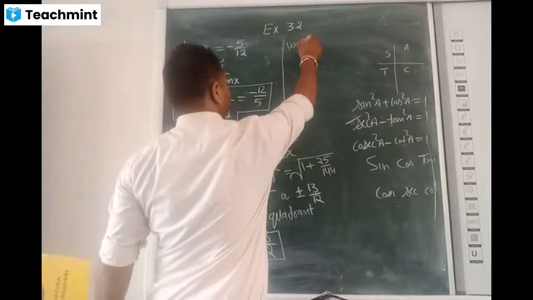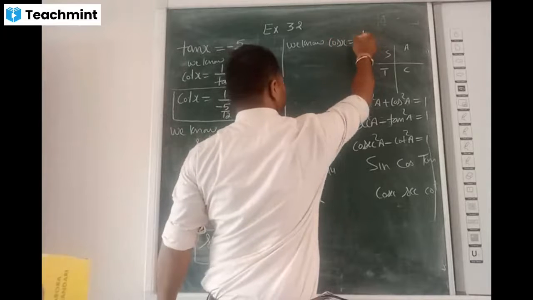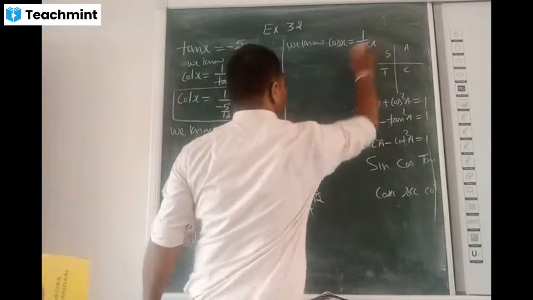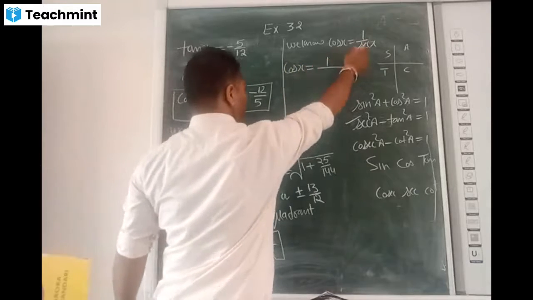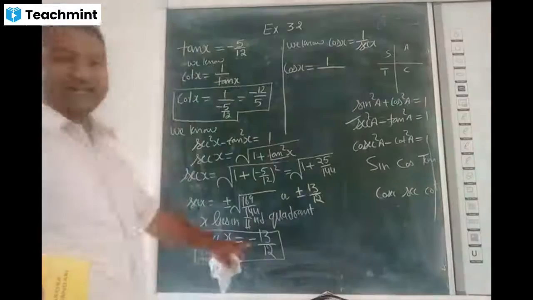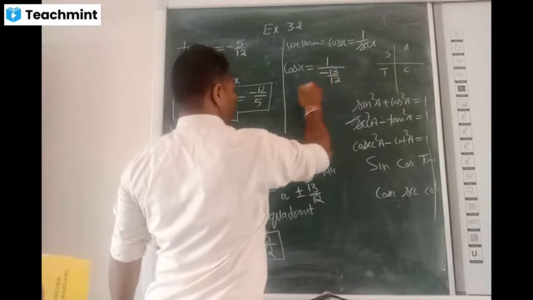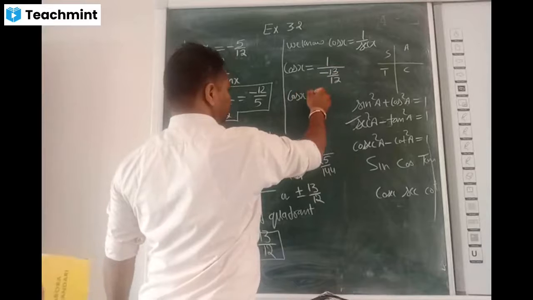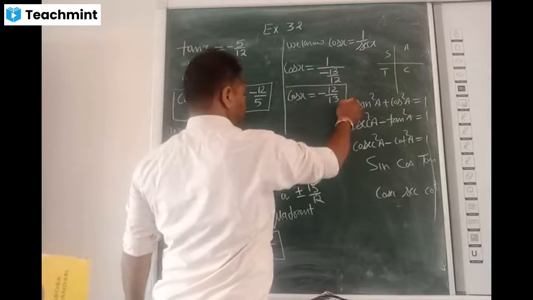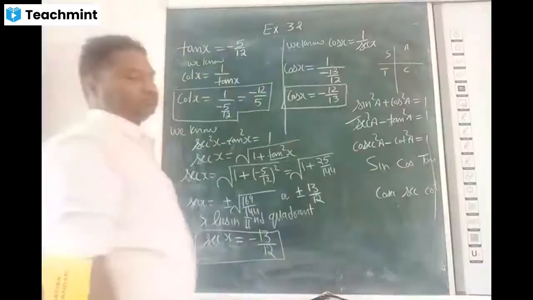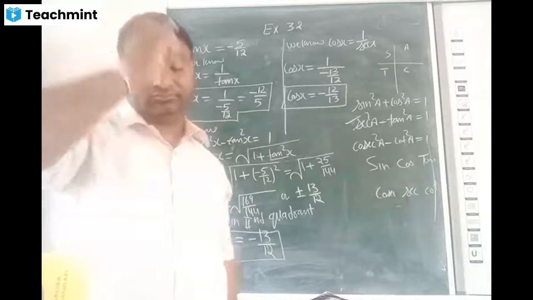Now we know cos x is 1 upon secant. So cos x is equal to 1 upon secant. The value of secant is minus 13 upon 12. So cos x is minus 12 upon 13. Got it? Yes, sir.